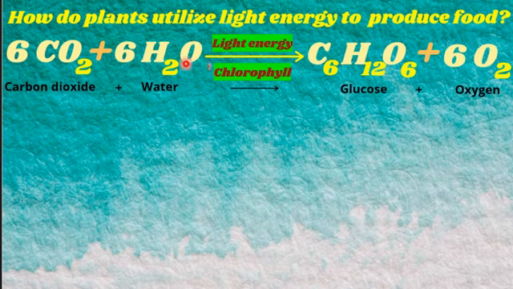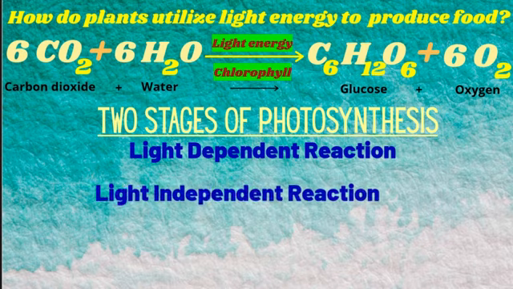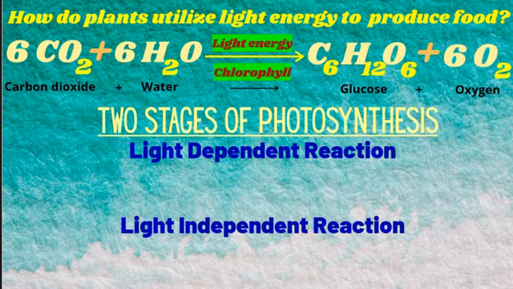Looking at the equation, it seems very simple, but the whole mechanism of food making is complicated. Why? Because photosynthesis is divided into two stages. What are those? The light-dependent and the light-independent reaction. Let us study the difference between the two.